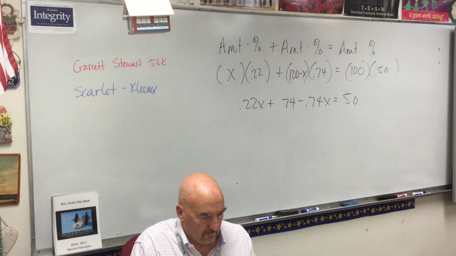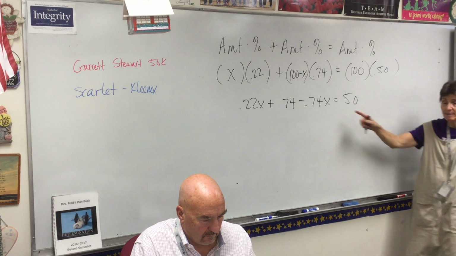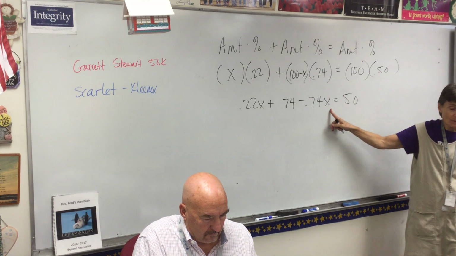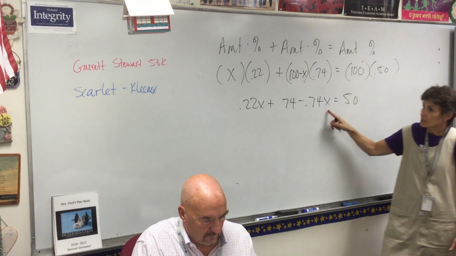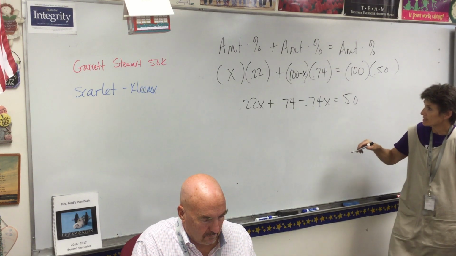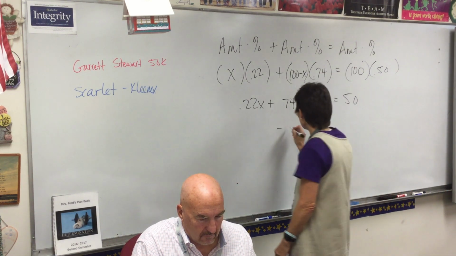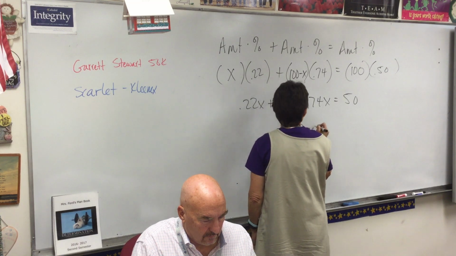All right, Ashley, how do we solve this equation? If we're going to solve this equation, what do we need to do? Get the x's together. Okay, now they're already on the same side of the equation, so we're not moving them, we're just adding them together. So we have 0.22 minus 0.74, so that'll be negative 0.52.